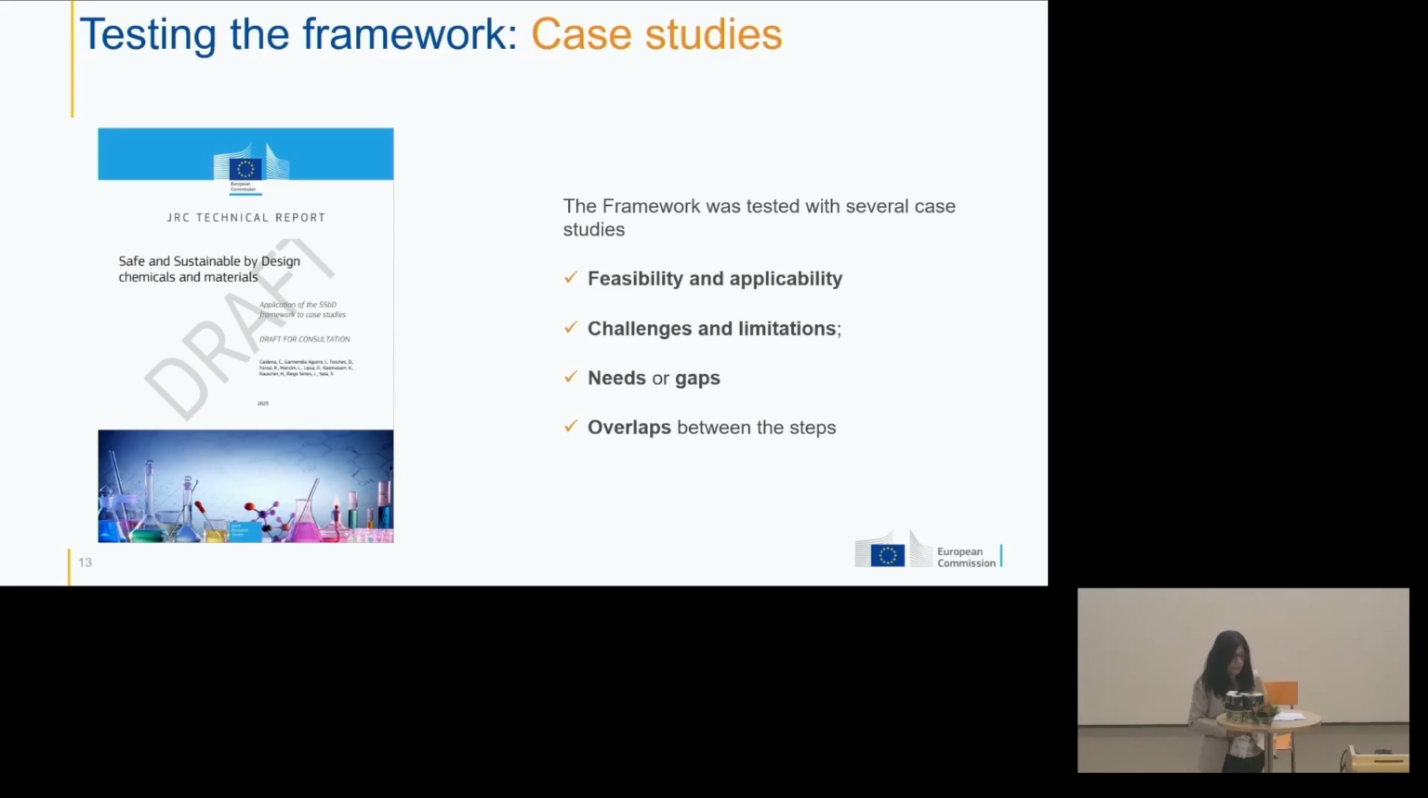We ran the test in 3 different case studies. One was fully run by the JRC on non-phthalate plasticizers in food contact materials, and the other 2 by companies with the support of the JRC on non-halogenated flame retardants in information communication technologies, and another one on using enzymes in the scoring process of textiles.